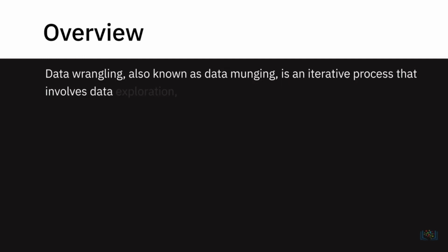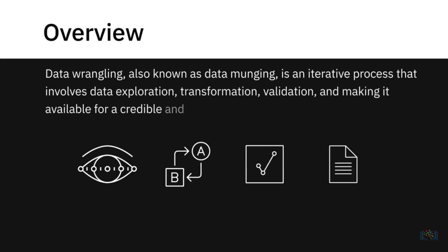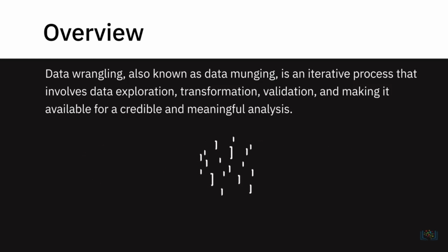Data wrangling, also known as data munging, is an iterative process that involves data exploration, transformation, validation, and making it available for a credible and meaningful analysis. It includes a range of tasks involved in preparing raw data for a clearly defined purpose, where raw data at this stage is data that has been collected through various data sources in a data repository.